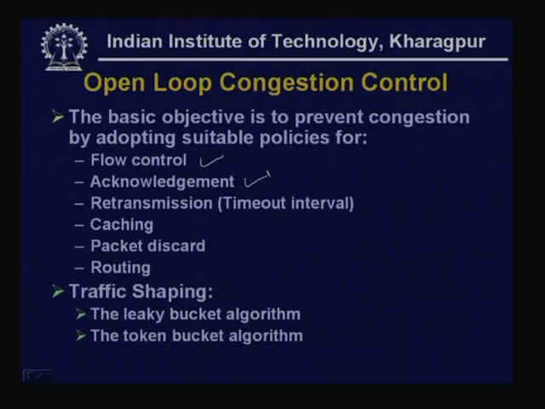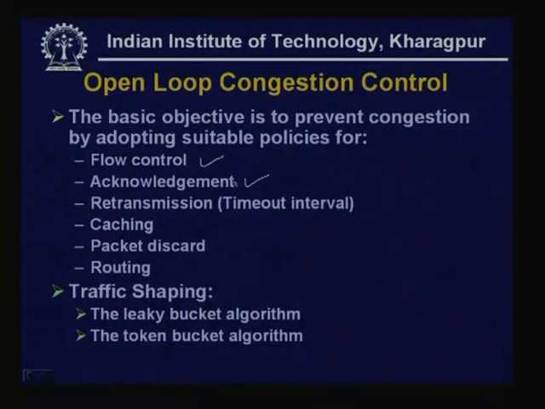Then the acknowledgement policy. As you know, a particular destination node can send an explicit acknowledgement packet which will reach the source node, source station. Another possibility is that whenever full duplex communication is going on, there is traffic in both directions, the destination node can send the acknowledgement in the form of piggybacking. We have already discussed the piggybacking approach. So, if piggybacking is used for acknowledgement, then the traffic in the network is reduced. That also helps in preventing congestion.